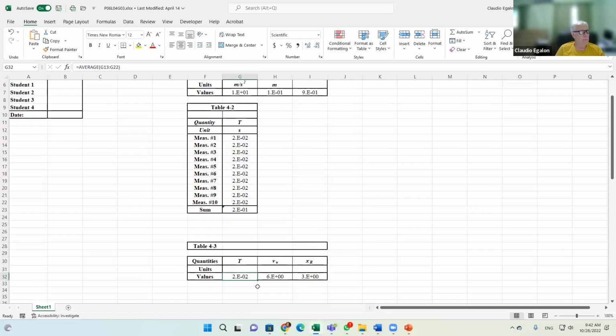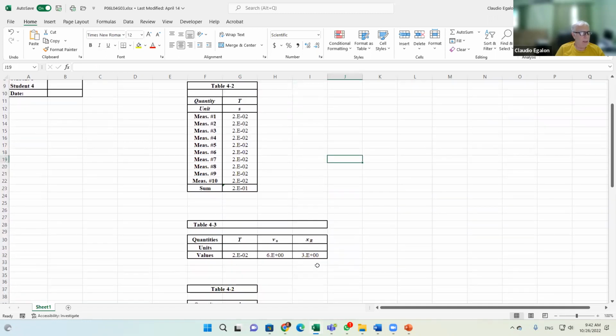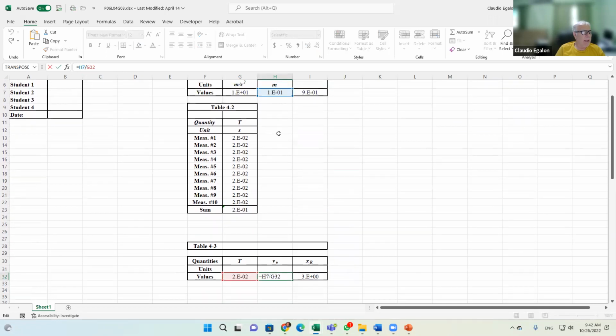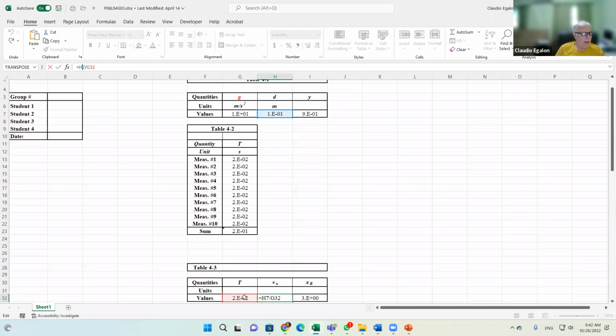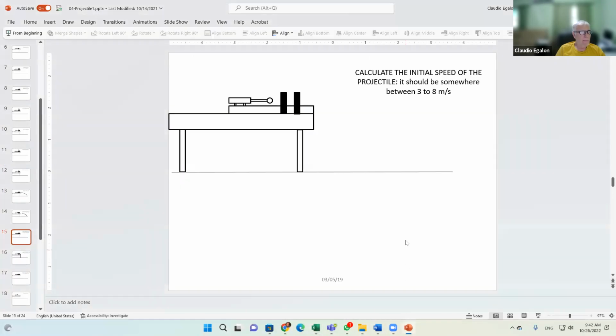Here's the average. Don't forget to put the units. We have to put the units here. I'm going to get to that soon. Hang in there. And here you go. V is calculated by dividing the distance by the average time. And you have between 3 to 8 meters per second. And don't forget the significant digits, right? 3 to 8 meters per second.